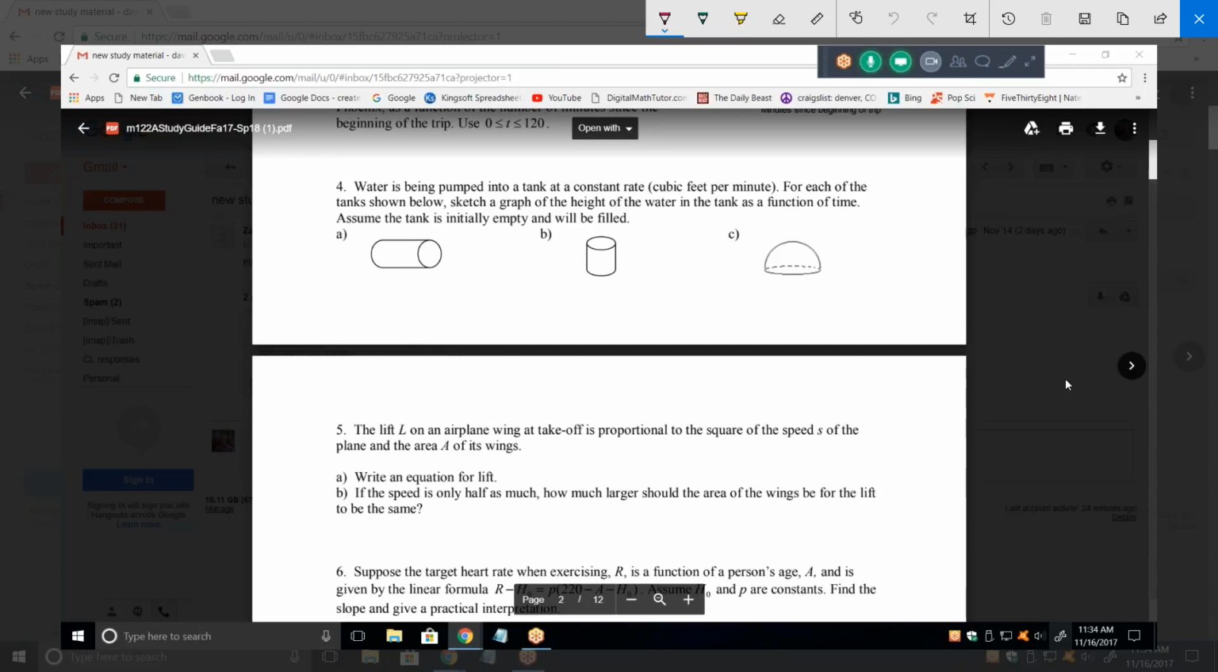Water is being pumped into a tank at a constant rate. Sketch a graph of the height of the water in the tank as a function of time. Assume the tank is initially empty and will be filled.